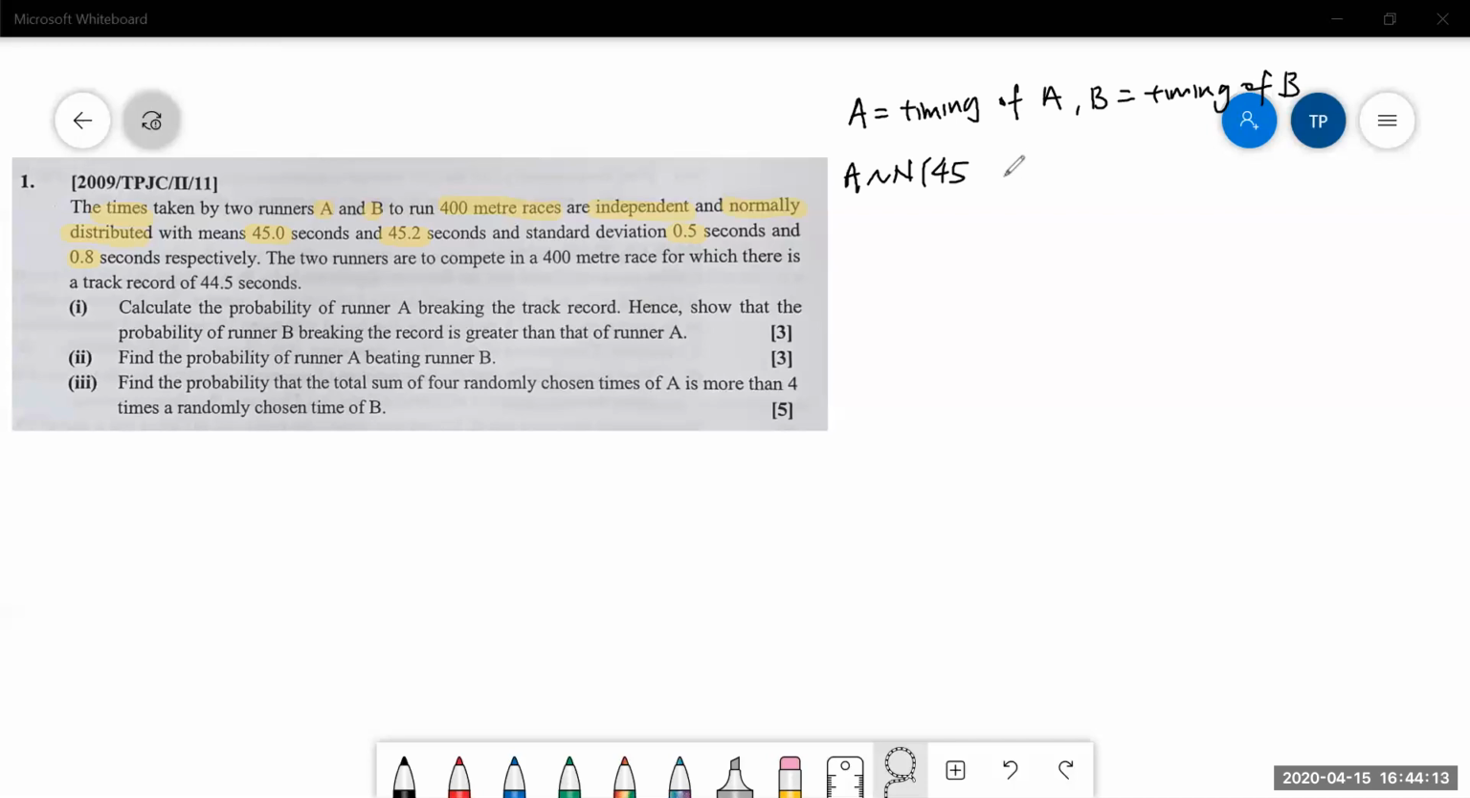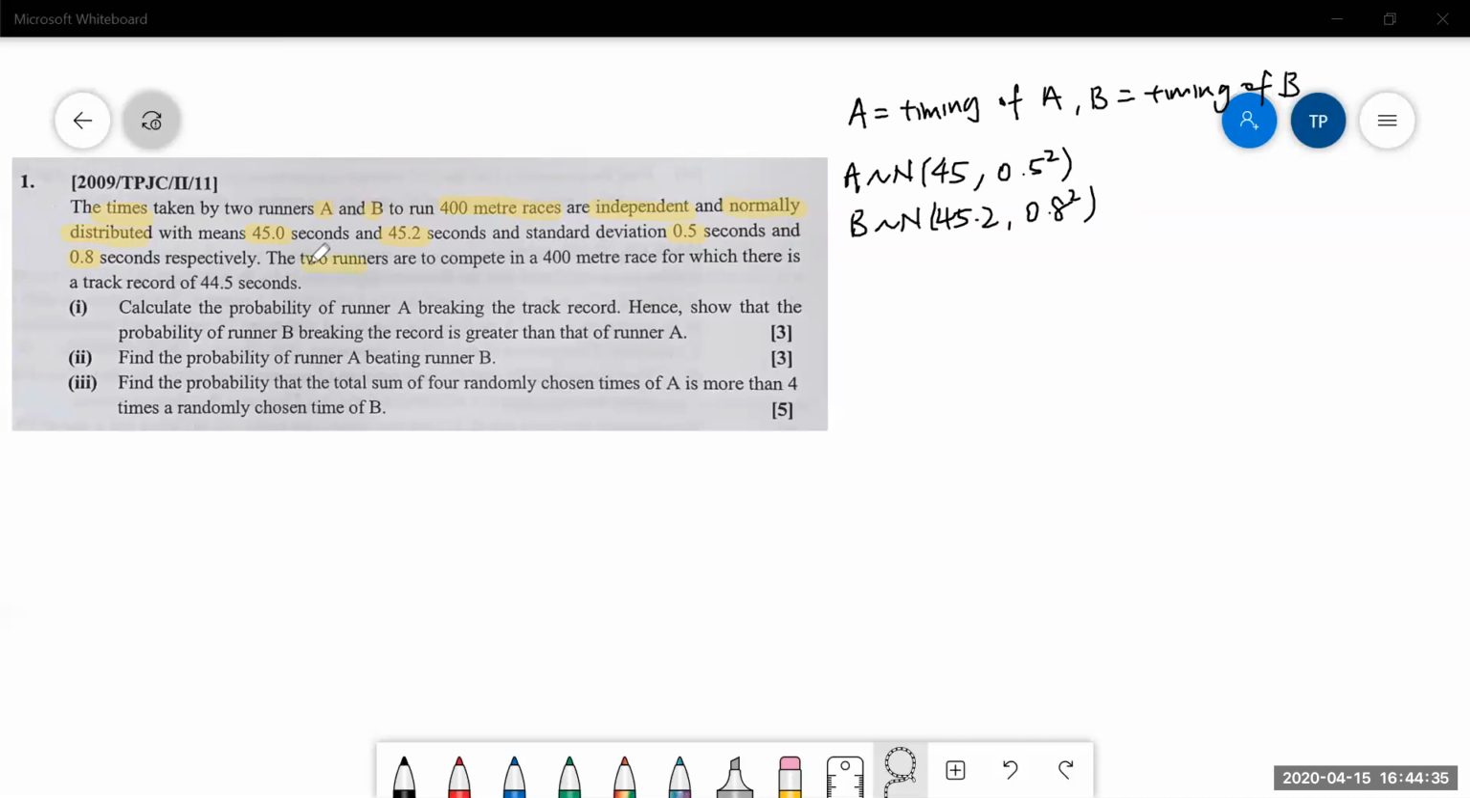Actually, don't need to write 45.0, just 45. And standard deviation will be 0.5 squared. Okay, for B, it will follow normal distribution, 45.2 and 0.8 squared. Okay, so carry on to break down this question.